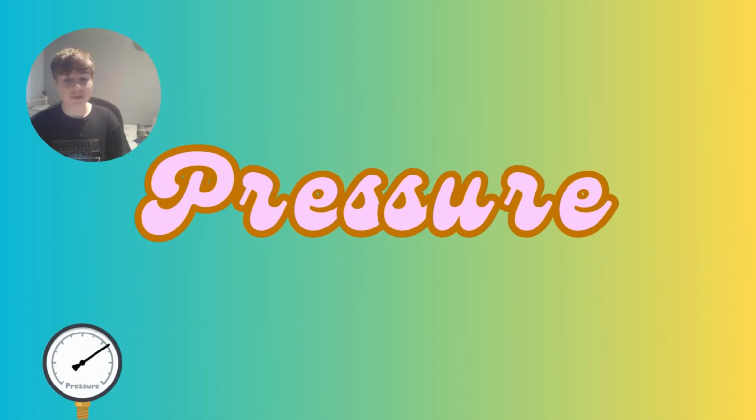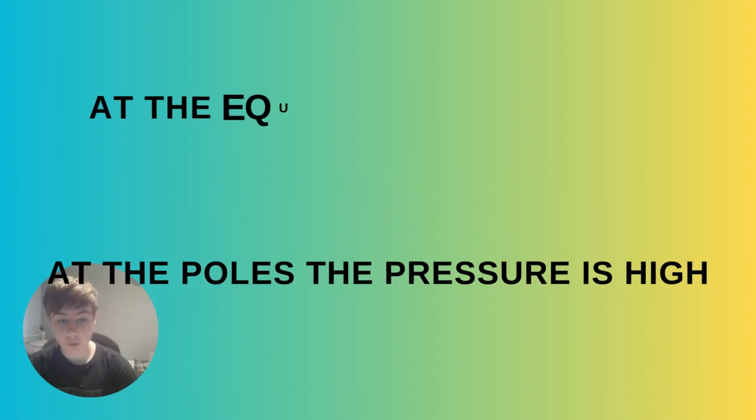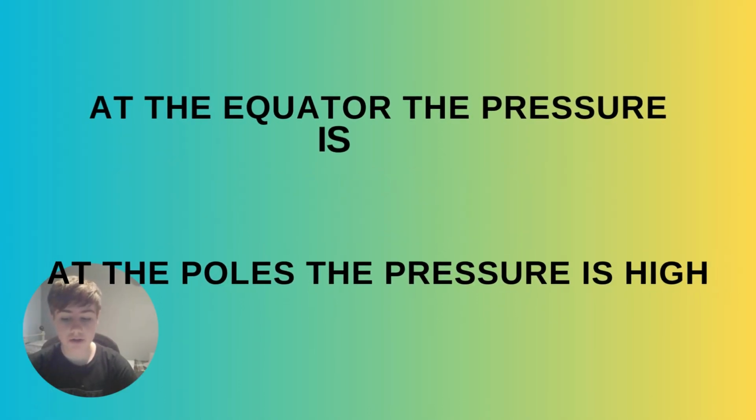Pressure. Topic 3. At the equator, the pressure is low because it's really hot and air is rising. Whereas at the poles, there is high pressure because the air is very cold and falls because the poles are very cold.